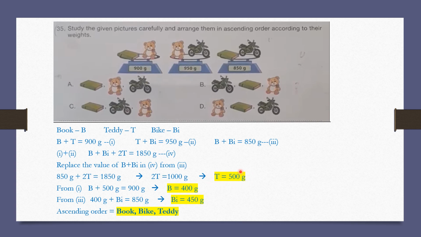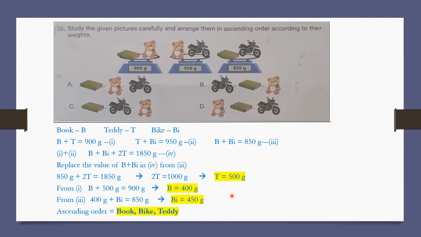Now put the value of teddy bear in equation 1. So we get book plus 500 gram equals 900 gram. Thus the weight of the book is 400 gram. Now replace the weight of book in equation 3. So 400 gram plus bike equals 850 gram. So weight of bike equals 450 gram.